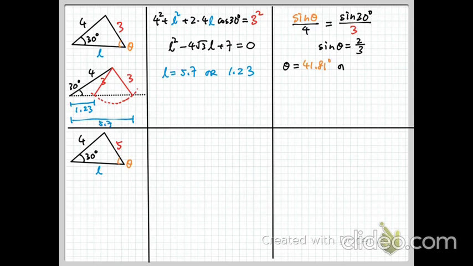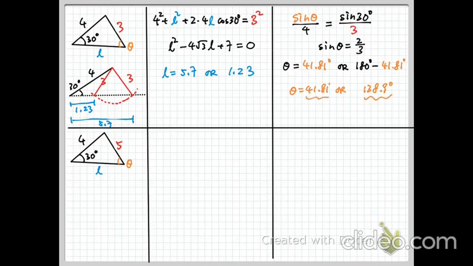But mind you, there is also a hidden answer. That is 180 minus 41.81, right? Theta or 180 minus theta. So there are 2 solutions for theta. Theta is 41.81 or 138.19. So there are 2 solutions.